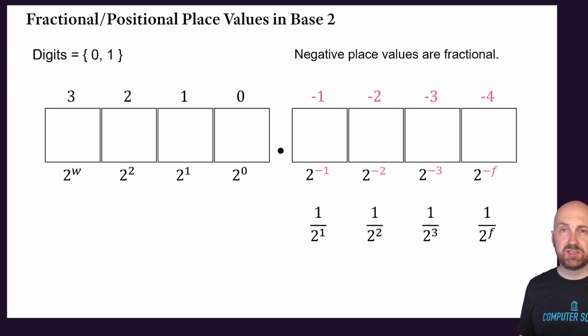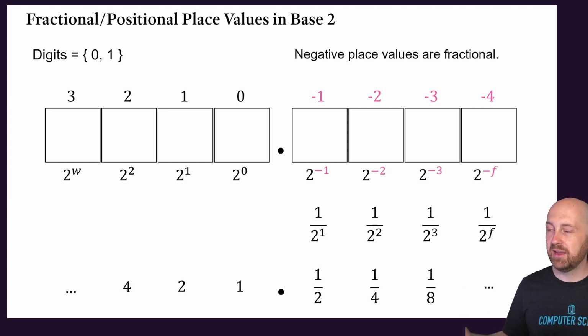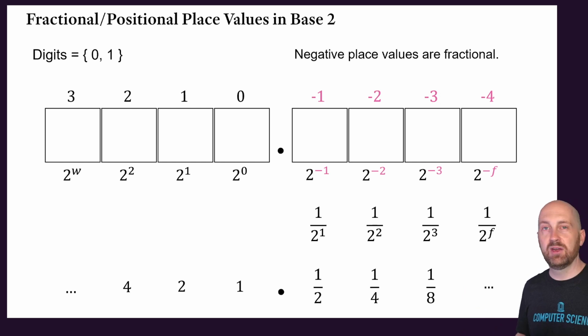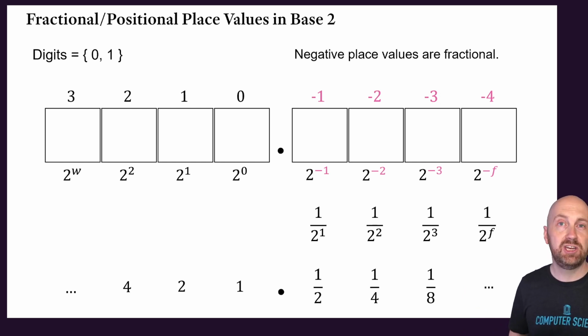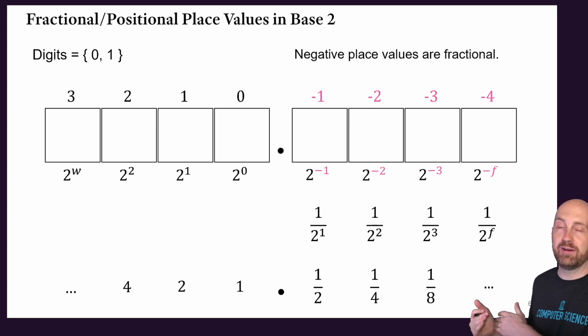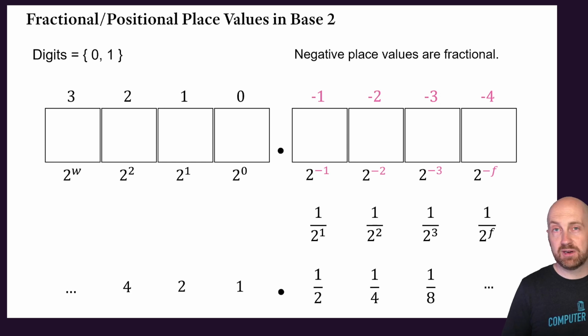So what this corresponds to is 1 over 2, 1 over 2 squared, or 4, 1 over 8, 1 over 16, and so on, right? We can think about this as increasing the denominator by powers of 2 each time we move further away from our decimal point to the right. Similarly, like we looked at with integer representations, we think of left of the decimal point as increasing by powers of 2 for each of those positions.